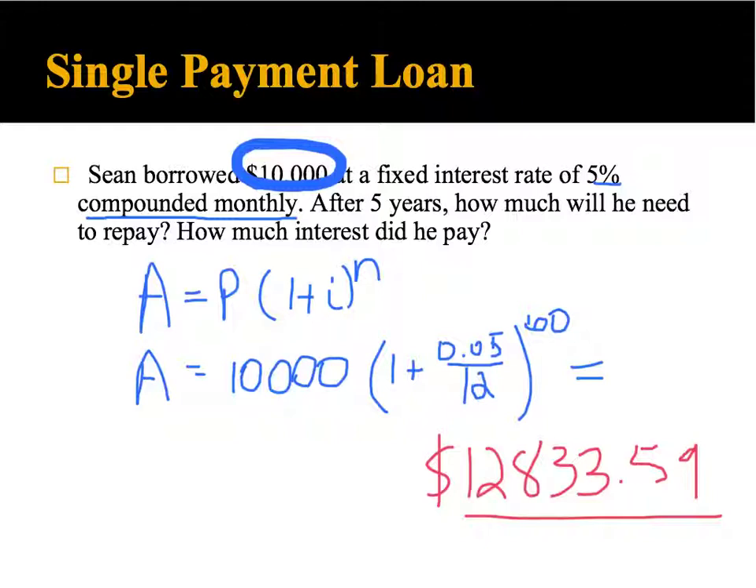There's a second question though, and that is how much interest did he pay? Well, we can think about this pretty quickly. He borrowed $10,000 and he paid back $12,800. Whatever the difference is, that's the interest, right? So we can calculate out the difference, and if I do that, I get $2,833.59 for interest costs.